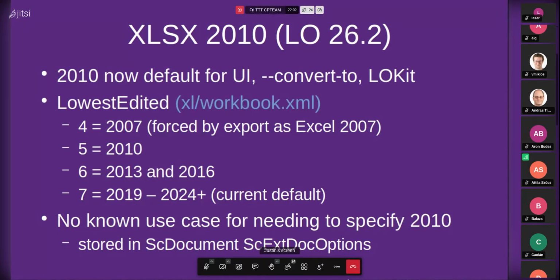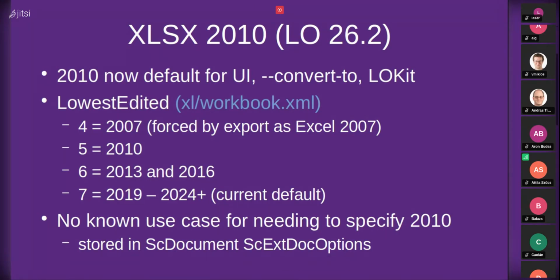Similar to compatibility mode, this one is based on the value called lowest edited, which is found in the Excel workbook.xml file. The values are different in Excel. So 4 corresponds to 2007. 5 is 2010. 6 is used by both 2013 and 2016. And 7 is the last one that has been specified so far.